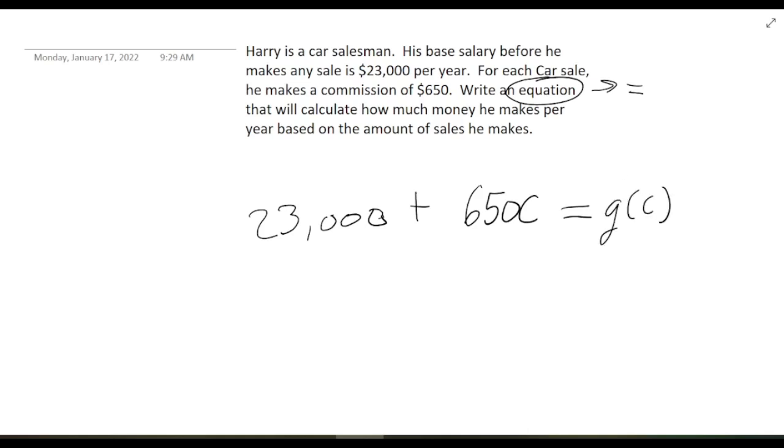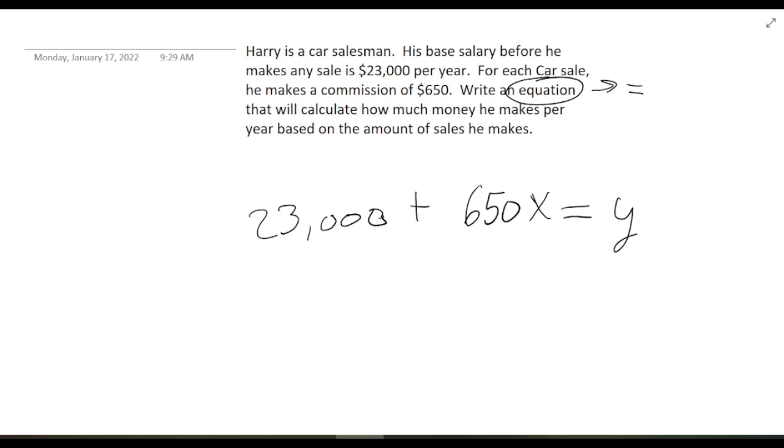or f of c, or we can even just leave it as a variable. We can just leave it as y. And we could even replace the c with x. And this looks more familiar to what you're used to seeing, x and y, right?